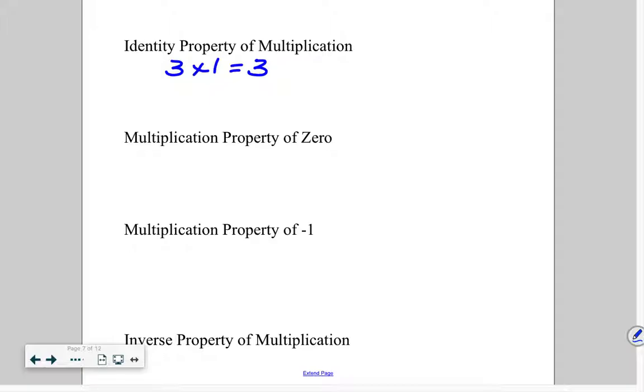Multiplication property of 0. Give me an example there. 2 times 0. And what is 2 times 0? 0. Okay, so the property's not done until we state what it's equal to. 2 times 0 equals 0.